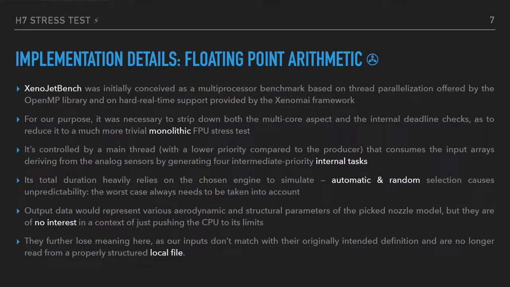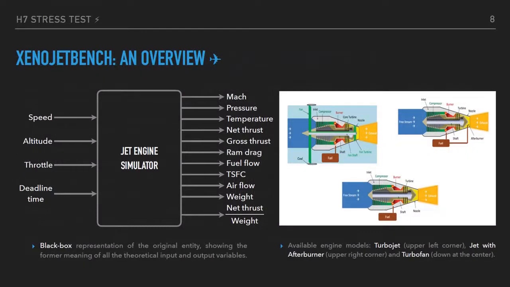The benchmark chosen was XenoJet Bench, which was initially conceived for multiprocessor systems and was then repurposed by us for a single-core real-time stress test. It is controlled by a main thread, which consumes the input arrays in 4 intermediate priority tasks created by the latter. The images show how the benchmark was initially conceived before being heavily modified, removing the true interest for the output values, because for our application they're of no interest, our purpose being just to stress the MPU.